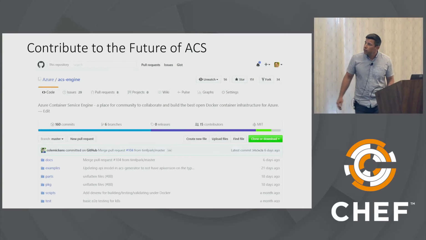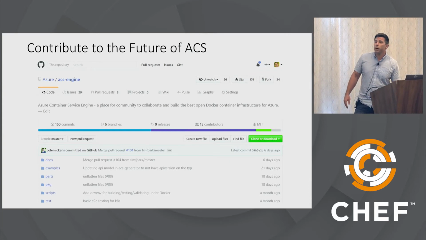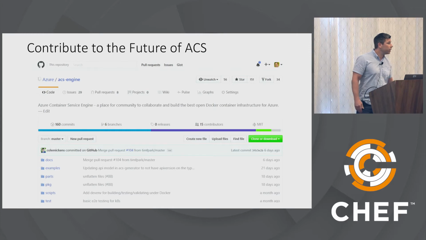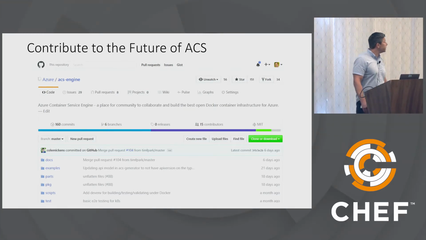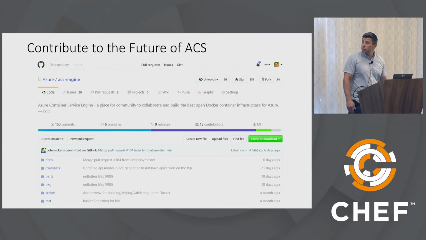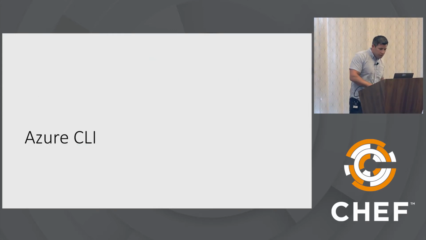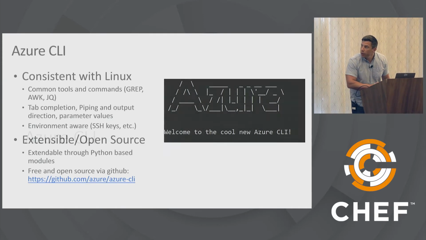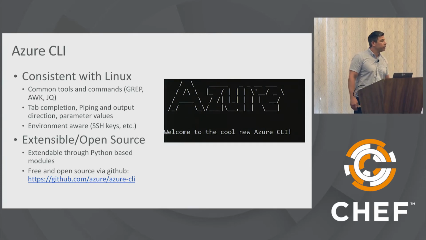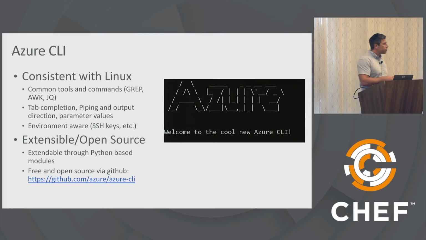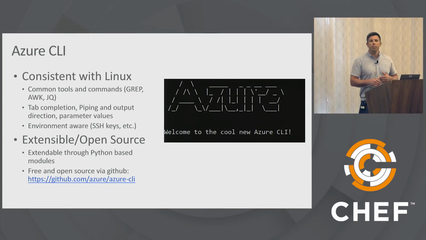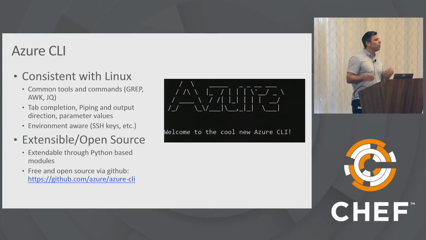Part of that is being able to contribute to ACS directly. You can go out on GitHub and work on the container engine itself. It's completely open to you, and you can add to it as you like. One of the other things that I work on is Azure CLI, and we're going to use this today to build out our container infrastructure. We just introduced a new Azure CLI. Azure CLI 2.0 is based in Python and is a much more friendly, scriptable command line.